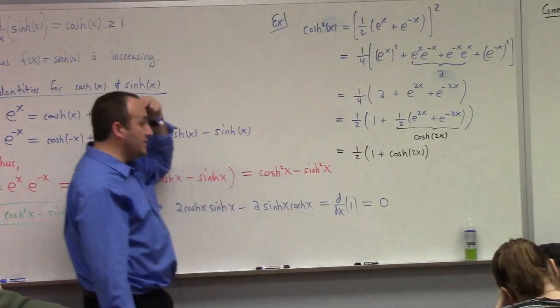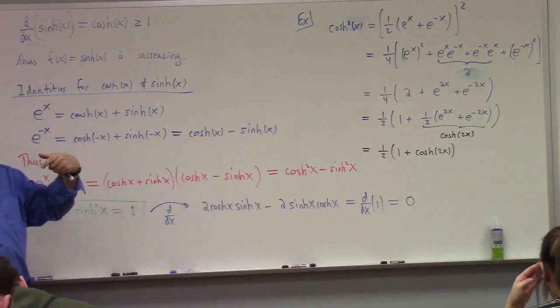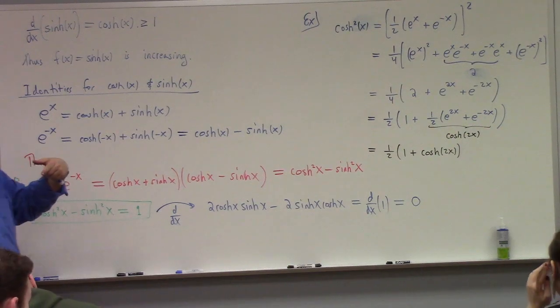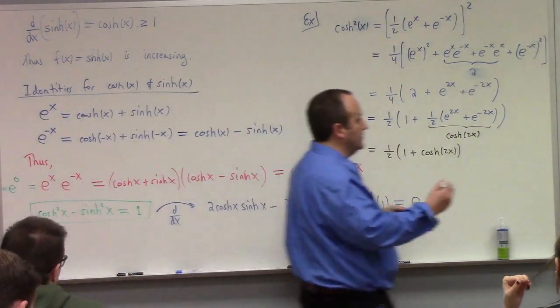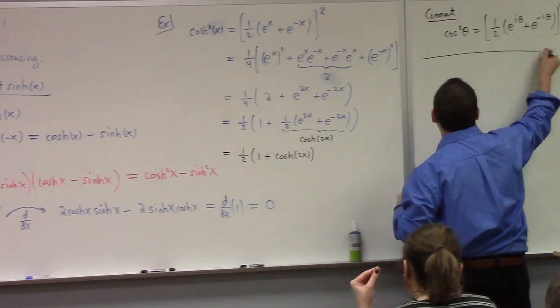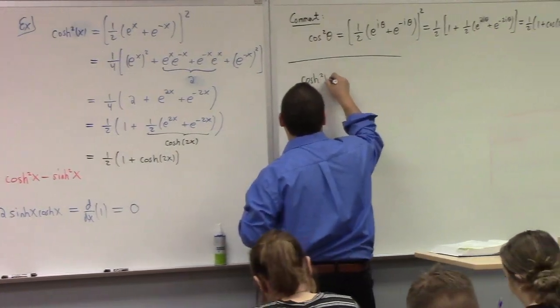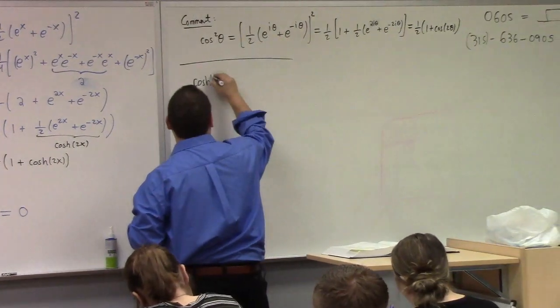Now, once we know that, I think we can derive the identity for sinh pretty easily, right? So, setting this comment aside, we have that cosh squared x is equal to what?